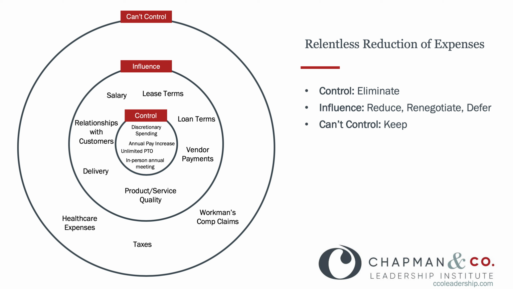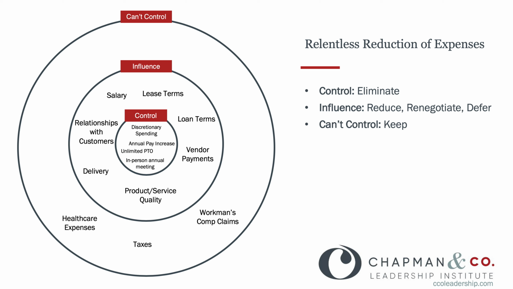Those things purely in my control, I strongly consider eliminating right here. Those things that I 100% can control, I pay those. That's a business cost. But all of these things in the influence block, that's where I start to spend my time thinking about how I can reduce, defer, renegotiate, or find a creative solution for. Here's the power of this tool.